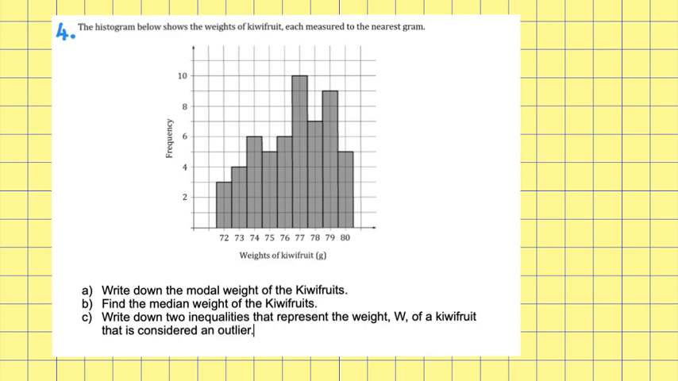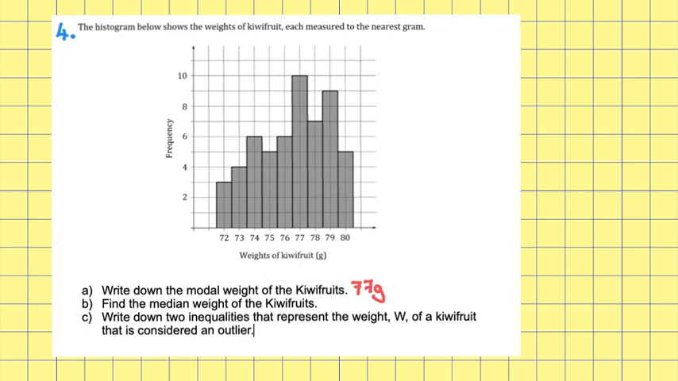So write down the modal weight for the kiwi fruits. Well, we're looking for the bar with the highest frequency, and that is a frequency of 10, and that is for a weight of 77 grams. Part B. Find the median weight of kiwi fruits.